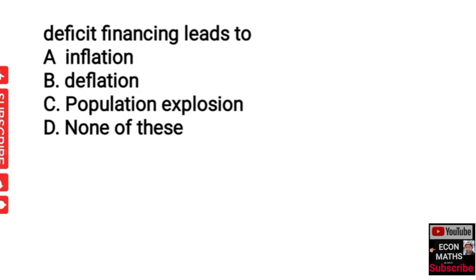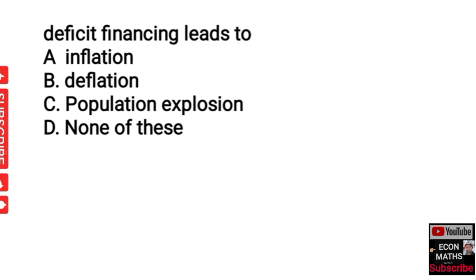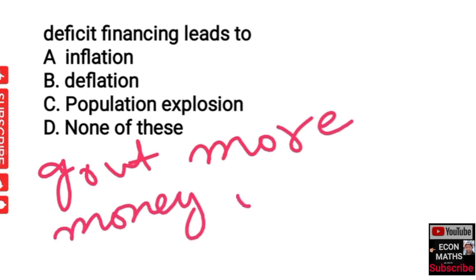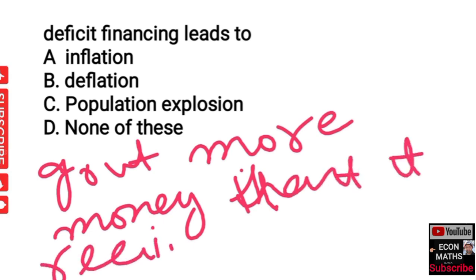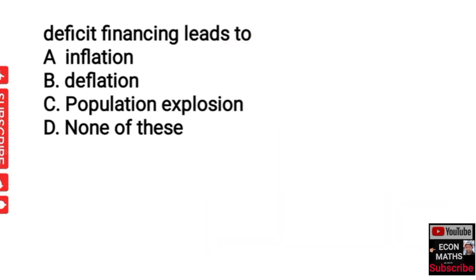Next question is like this: deficit financing leads to... The options are inflation, deflation, population explosion, or none of these. So what is deficit financing? Deficit financing is when the government spends more money than it receives as revenue. When we print more money, or when we spend more money and receive less, it will obviously cause inflation. So deficit financing will lead to inflation.